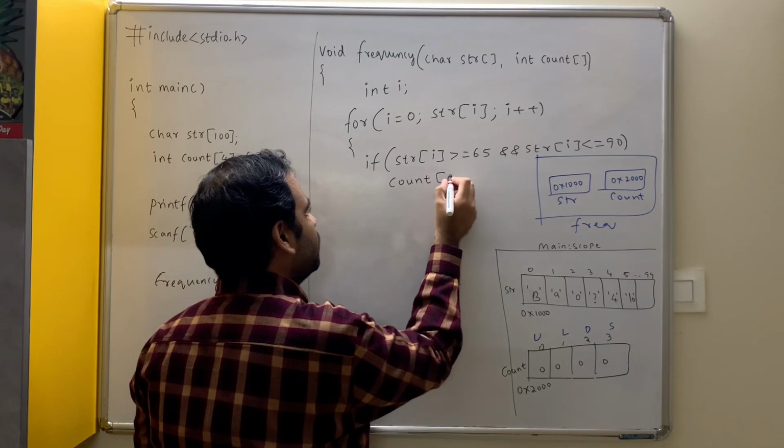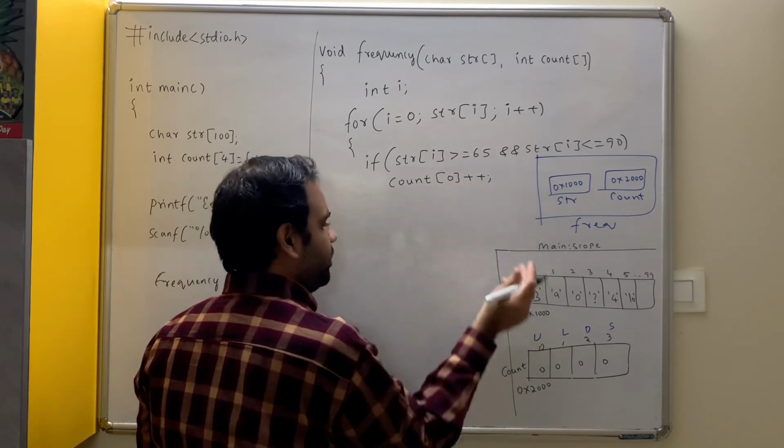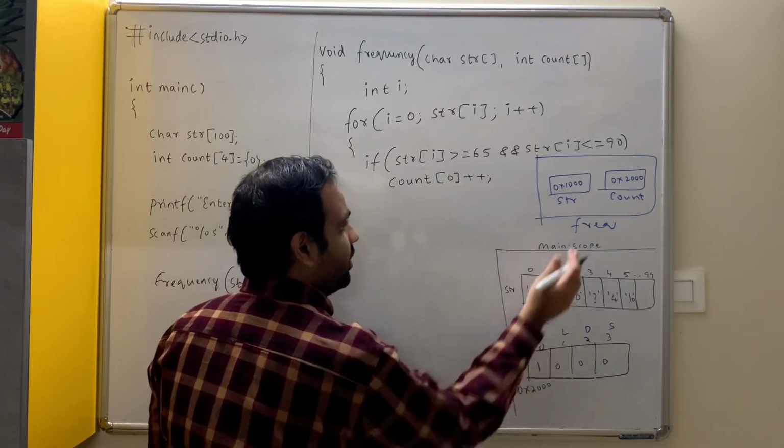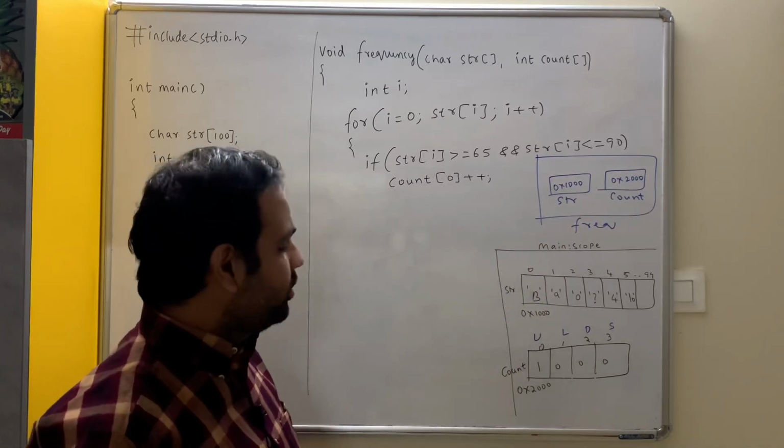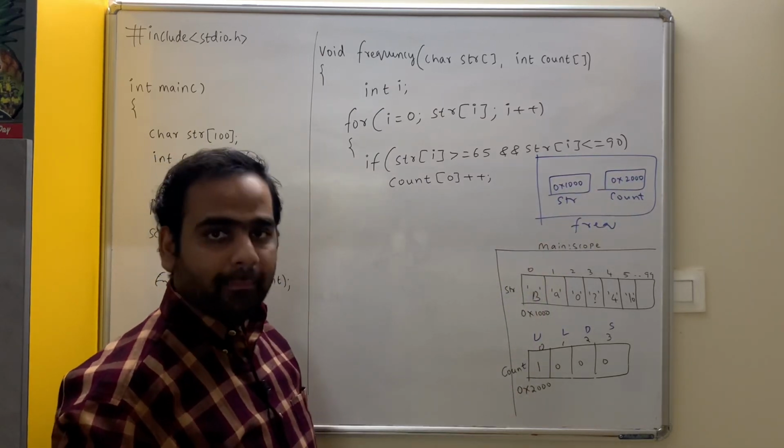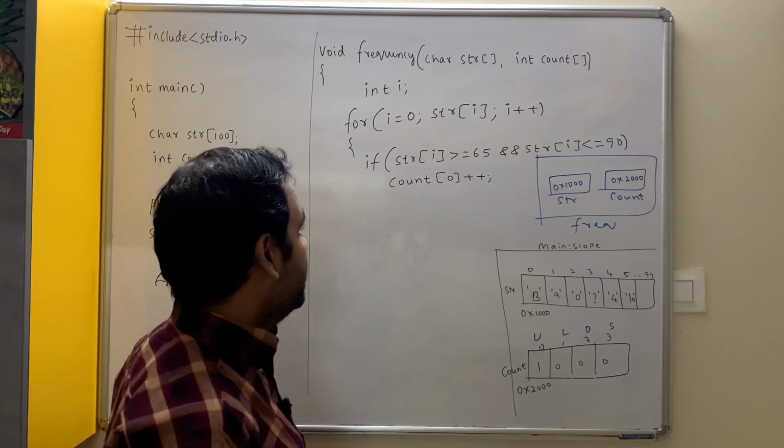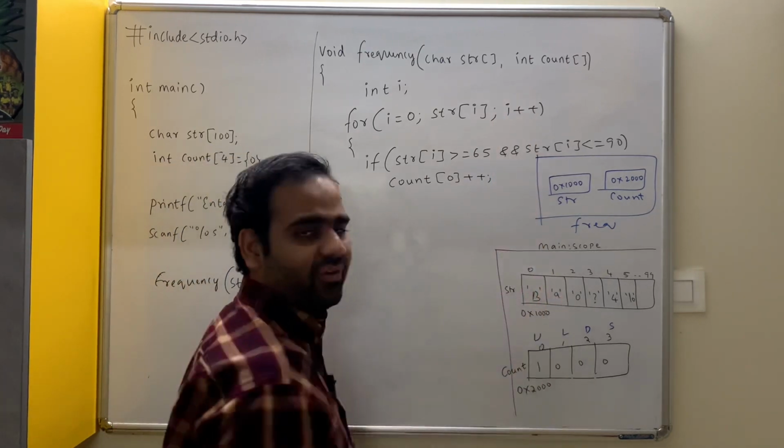Count of 0 plus plus. Now this is count of 0, you do it plus plus. Start 2000 plus 0 into do it, start 2000, and you say plus plus, the value will become 1. Now again you say I plus plus, the value of I will be 1.